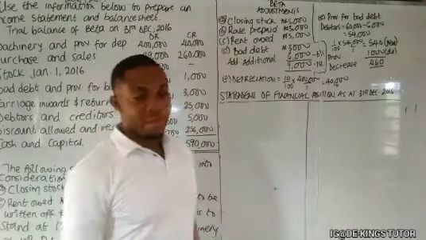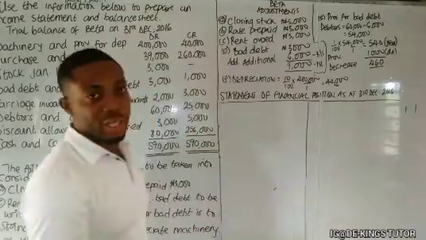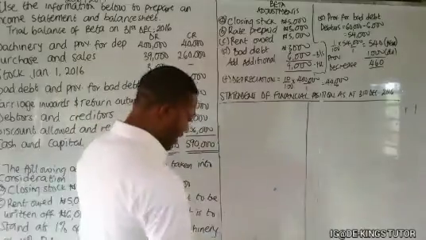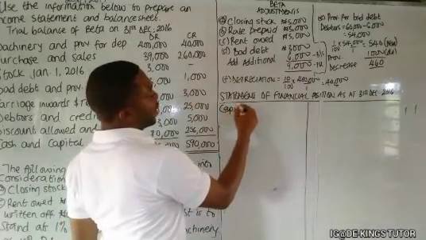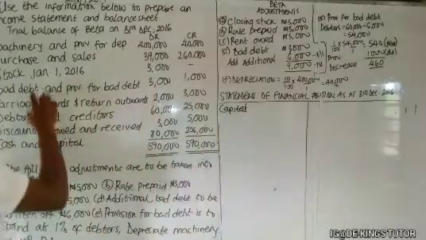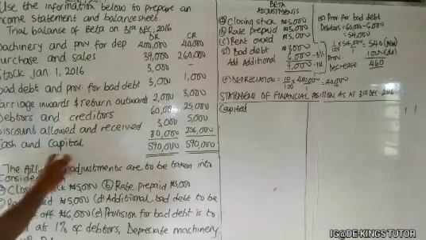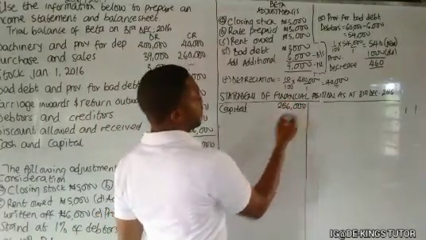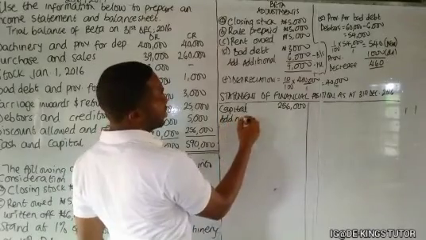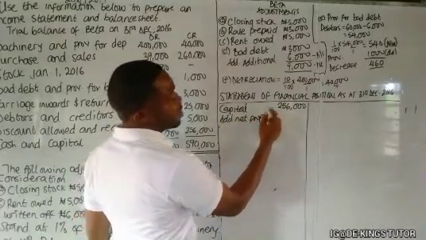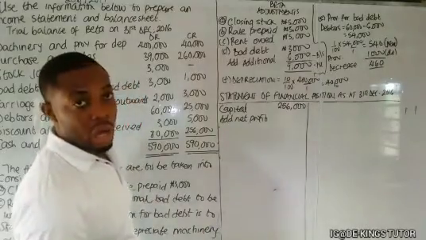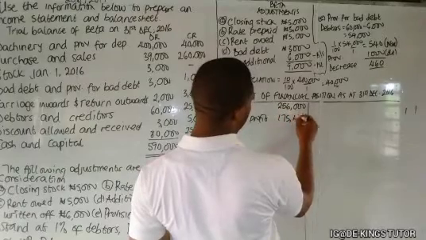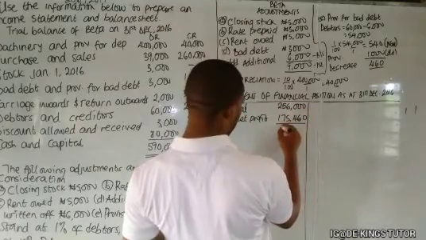Now let's prepare the balance sheet, which is the statement of financial position. Okay? Using all these items, let's start with our left hand side. The first item is always our what? Capital. Where's our capital? Capital is 256,000. So the next thing we do is to add net profit, and the net profit is the one we got from our trading profit and loss account, which is 175,460.